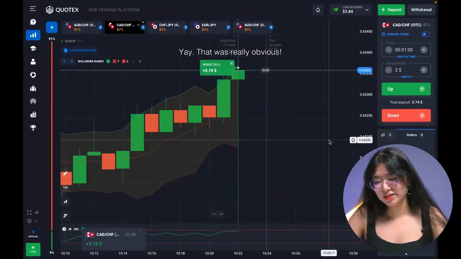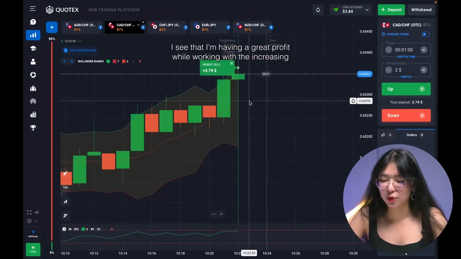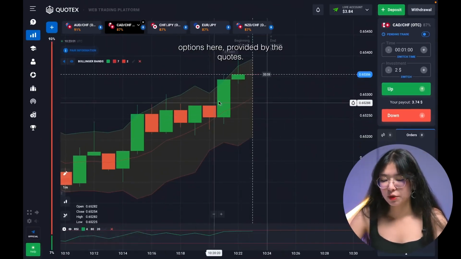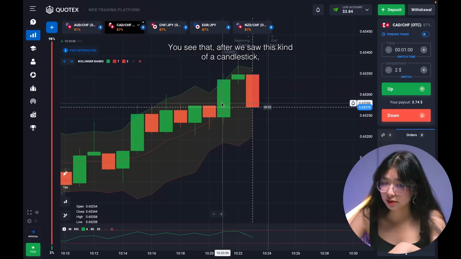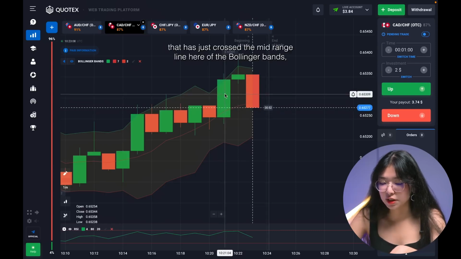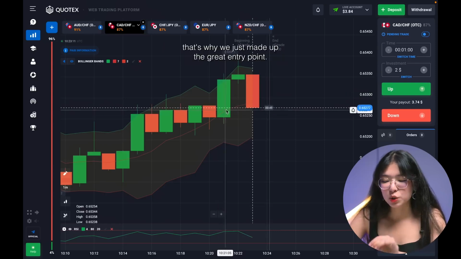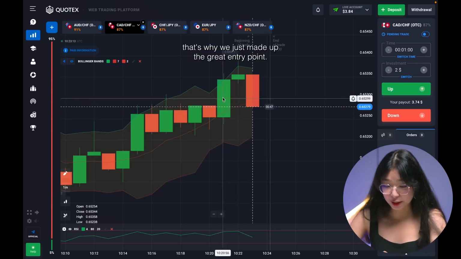Yeah, that was really obvious. I see that I'm having great profit while working with the increasing options provided by this quartz. We see that after this candlestick that has just crossed the mid-range line of the Bollinger Bands, that's why we made it a great entry point.